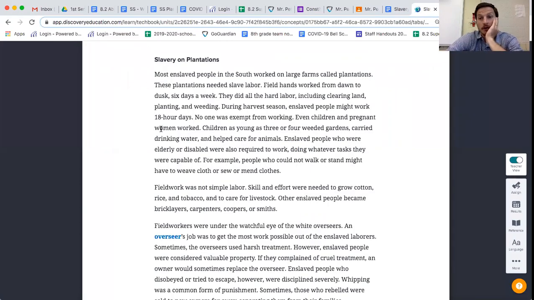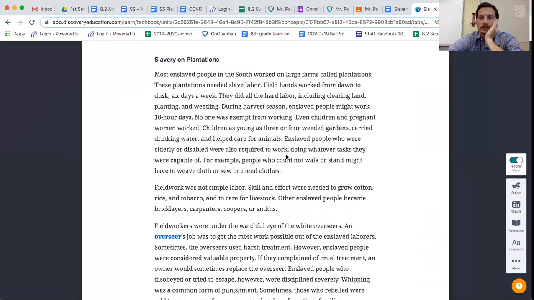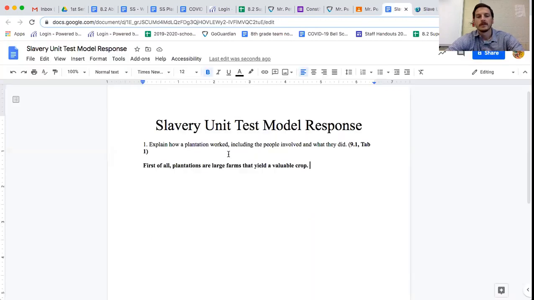So I've already read this, so I'm not going to read it all again out loud, but I'll talk you through what I was thinking about when I did it. First of all, this whole paragraph right here is about enslaved people and what they did. So that's obviously a group I want to talk about. And if I look through it, it talks about how they did all the hard labor, okay? So I'm going to use my own words. So I'm going to leave the text.